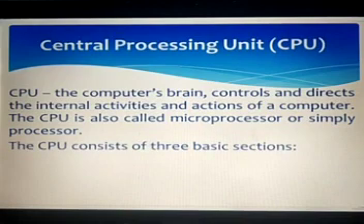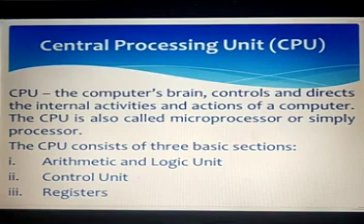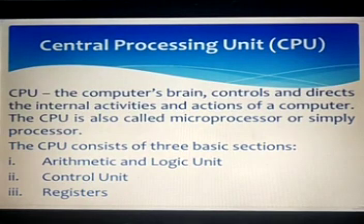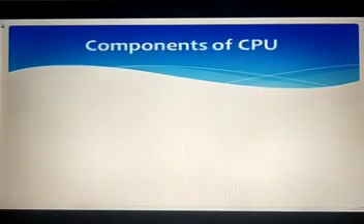The CPU consists of three basic sections: the ALU, Arithmetic and Logic Unit, the Control Unit, and the Register, also known as cache memory. These three sections of a microprocessor work together to control the operations of the system. These are connected to other crucial components like the input unit, output unit, and secondary memory via a special connecting wire called the system bus. Now the next thing is a component of the CPU.